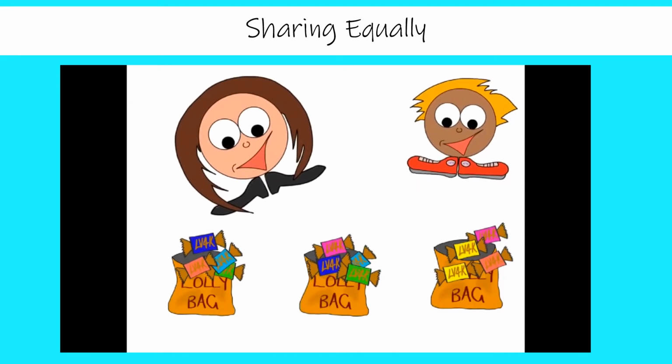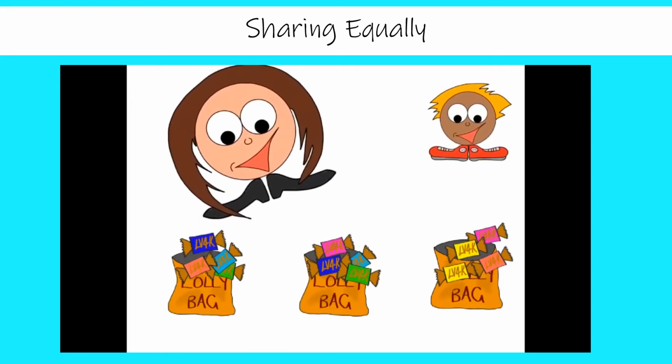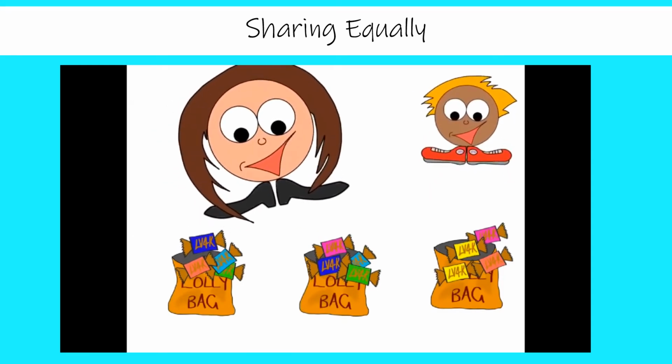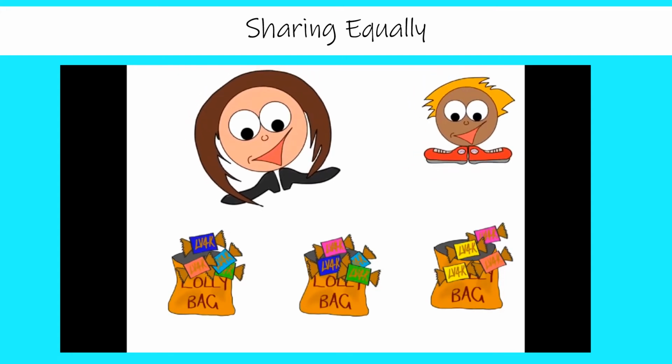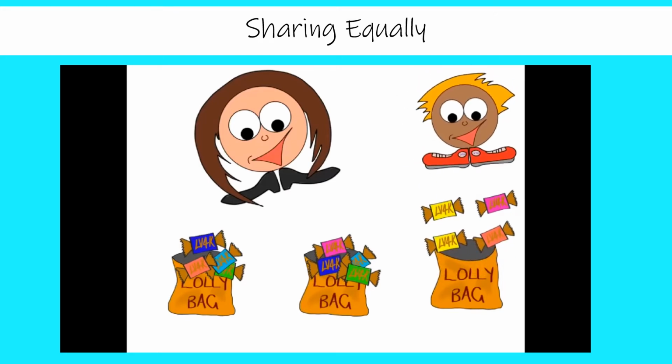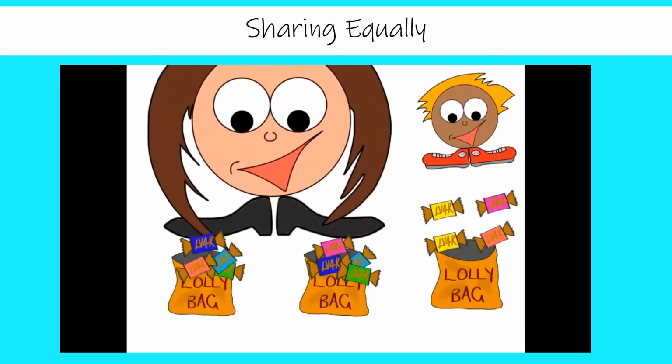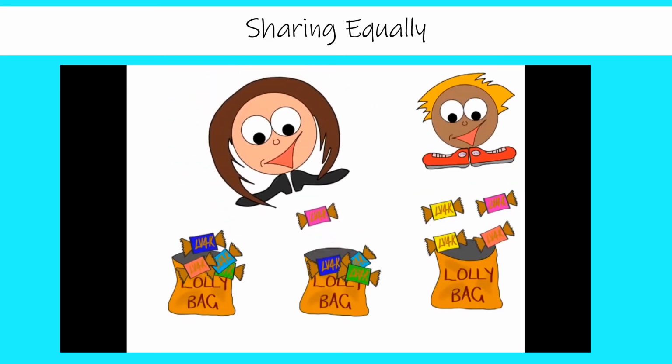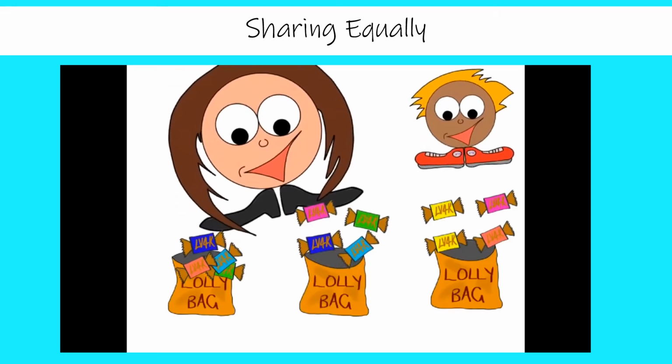Excellent, darling. Now we have to check that everybody has the same amount in their lolly bag. Can you check how many Jimmy has? Okay. He has 1 here, 2, 3, 4. 4. Good. How many does Simon have in his? He's got 1, 2, 3. He's got 4 as well. Good. It's looking fair so far.